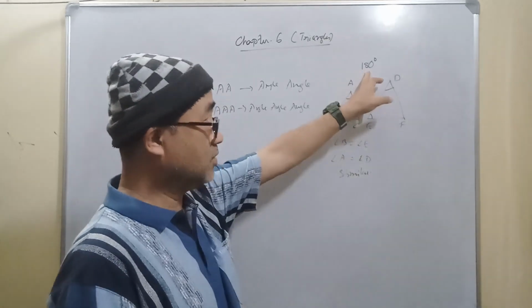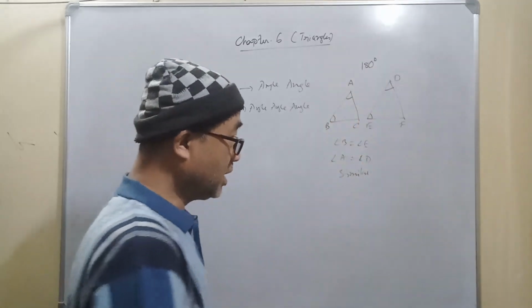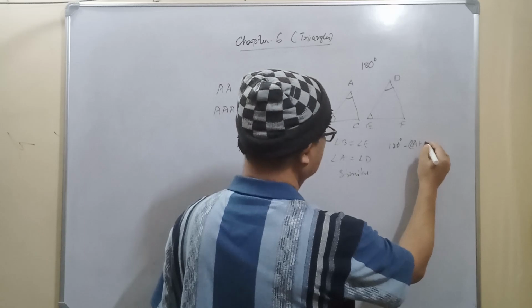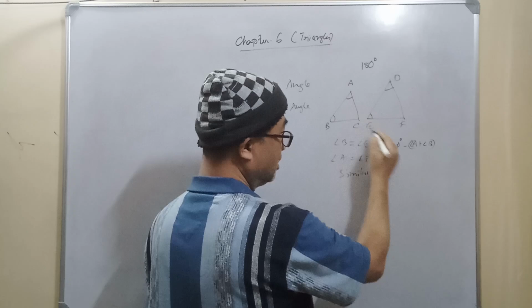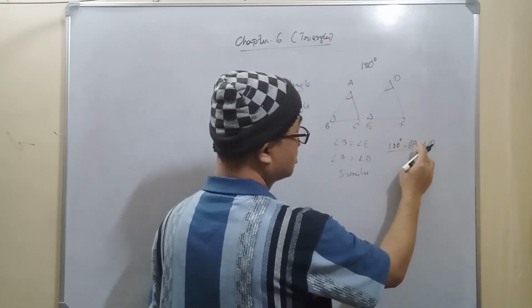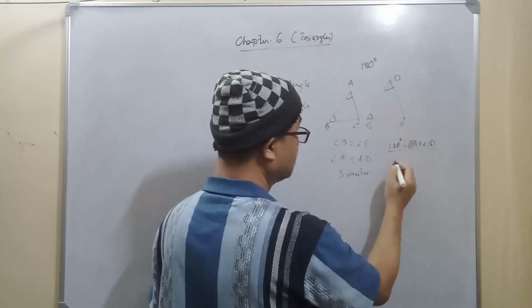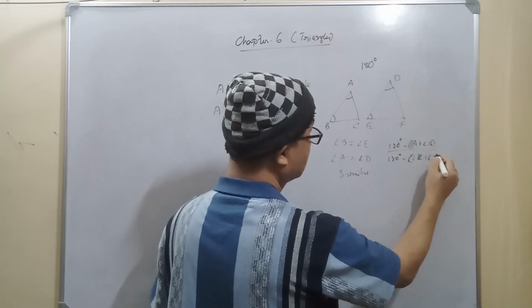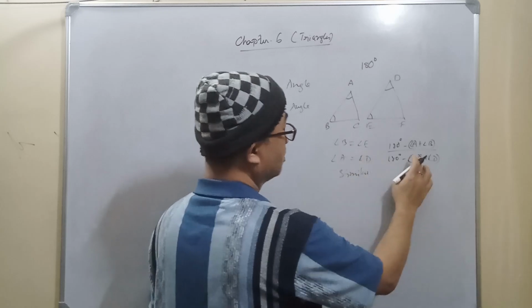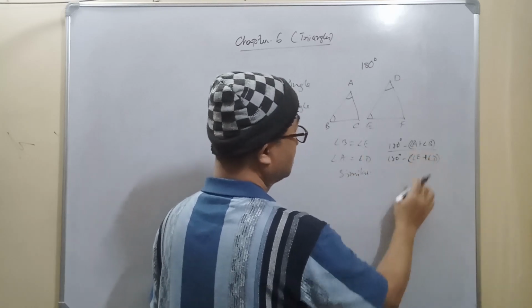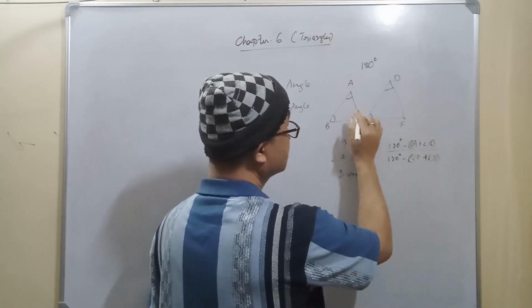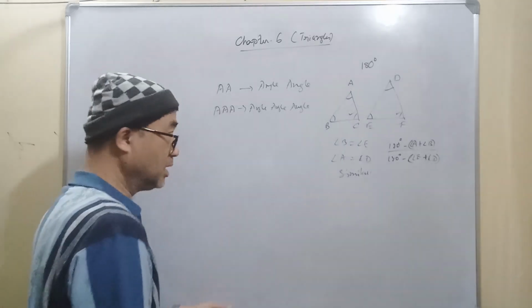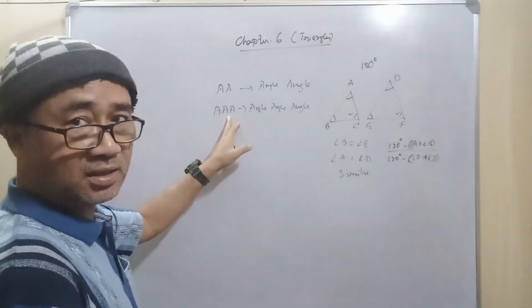The summation is always equal to 180 degrees, and the third angle can be obtained by subtracting the value of the other two angles. In this triangle, the third angle will be 180 degrees minus angle A plus angle B, and here also it will be 180 degrees minus angle E plus angle D. So A plus B is equal to E plus D. So it follows that this angle is also equal to this angle. So this criteria is also called triple A criteria.